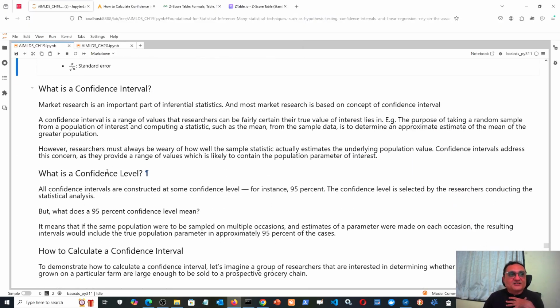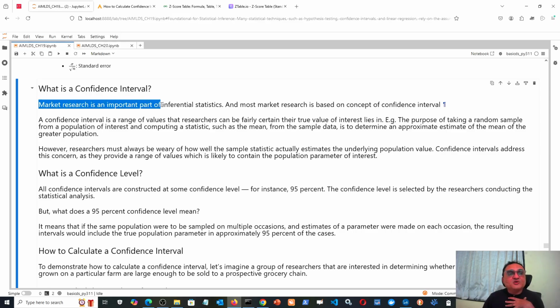So let us do some more discussion. What is a confidence interval? The most important use of confidence interval is in market research. Market research is an important part of inferential statistics. As I said, when you discuss the central limit theorem, at that time you have already entered inferential statistics from descriptive statistics. Most market research is done based on the concept of confidence interval. Let us take one example.